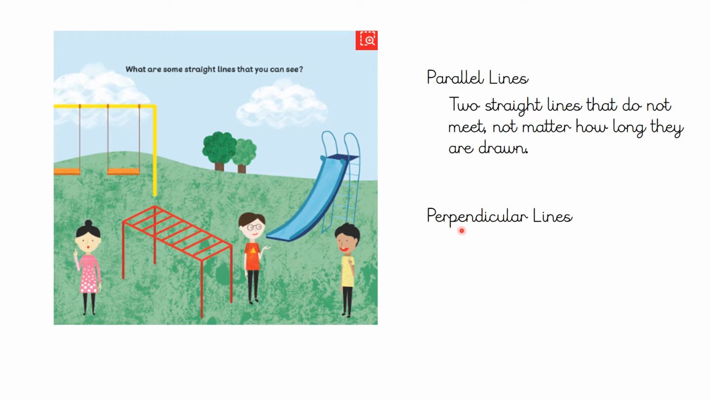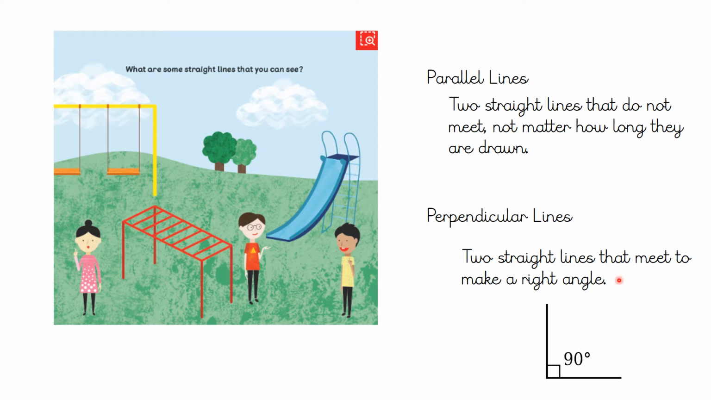Did you see any perpendicular lines? Let's check the definition first. Perpendicular lines are 2 straight lines that meet to make a right angle. And we know a right angle is a 90-degree angle. Did you see any perpendicular lines in the picture?